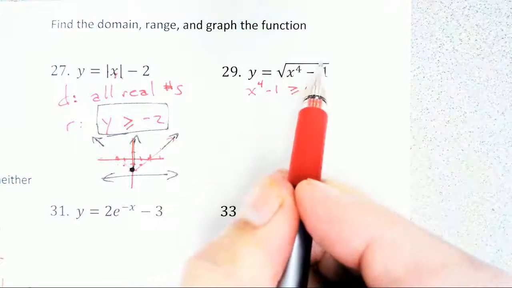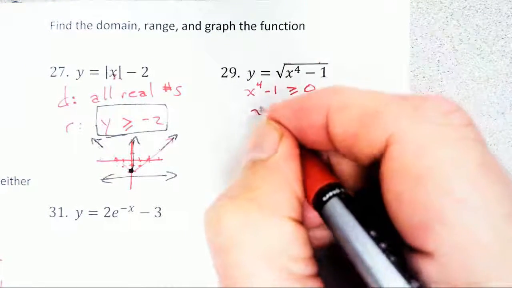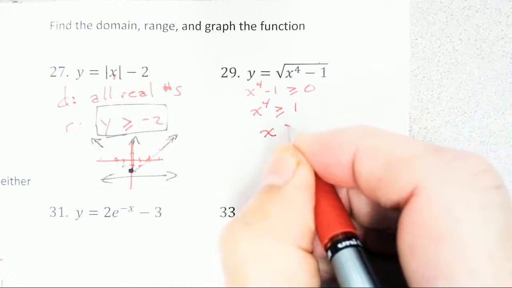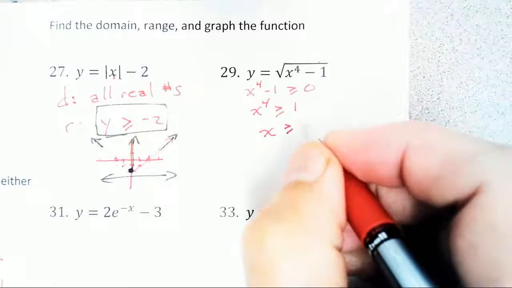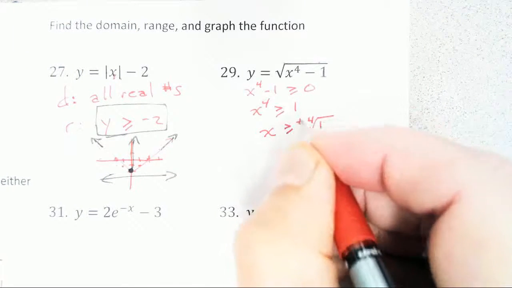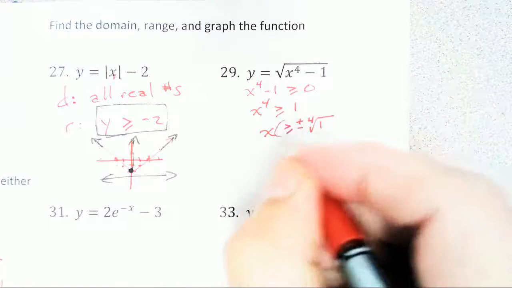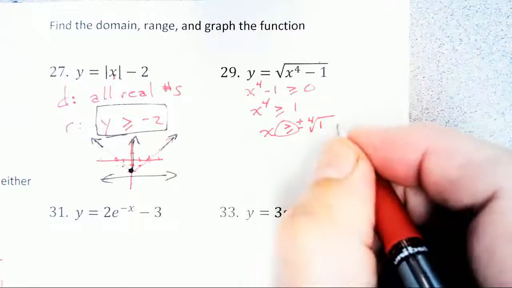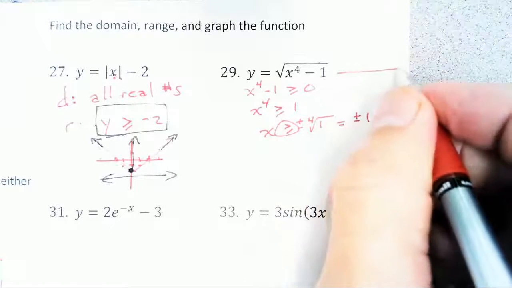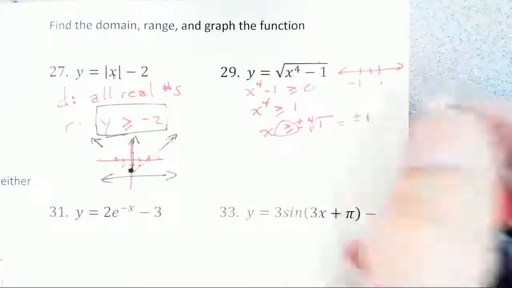I can take the square root of 0, but I can't take the square root of a negative. So this gives me x to the fourth is greater than or equal to 1, or x is greater than or equal to not just the fourth root of 1, but plus or minus the fourth root of 1. Oh, well, that's not even really true anymore with this greater than or equal to. Let's take a look at this on a graph, because the fourth root of 1 is plus or minus 1. So let's look at this on a number line. Here's 1, here's negative 1, here's 0.